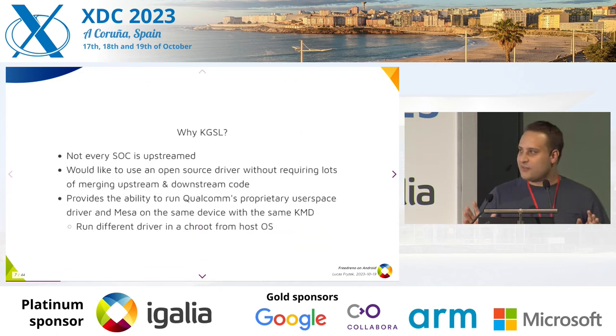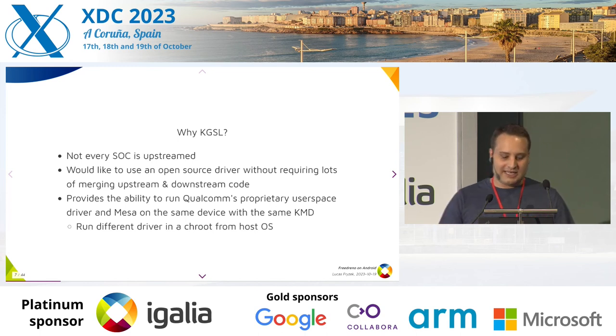Now, there are some other things that are nice about using KGSL. One of them is that support for every SoC for Qualcomm is not upstreamed. So if you do have a use case where you're using Android, it can be a lot of work to try to merge upstream code into a downstream branch. And another interesting benefit I learned about as I was working on the project was that it provides the ability to run both Qualcomm's proprietary driver and Freedreno on the same hardware, in like a chroot, or just switching which driver is being loaded at runtime.